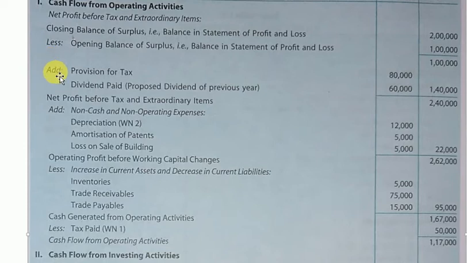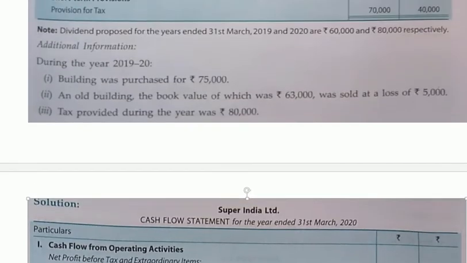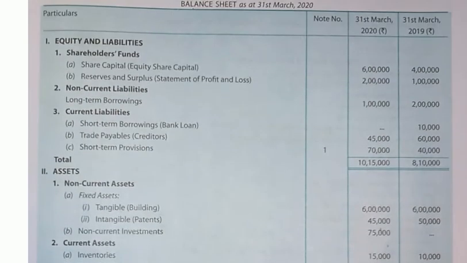So children, you can see here add provision for tax 80,000. This is what I was talking about. Provision for tax made is always added to operating activity with the net profit, and tax paid is subtracted here 50,000. You can see here less tax paid, you should put this in bracket 50,000, and finally we arrive at the amount of cash flow from operating activity. So that's all about our liability portion of our question from this balance sheet. So liabilities is all over.